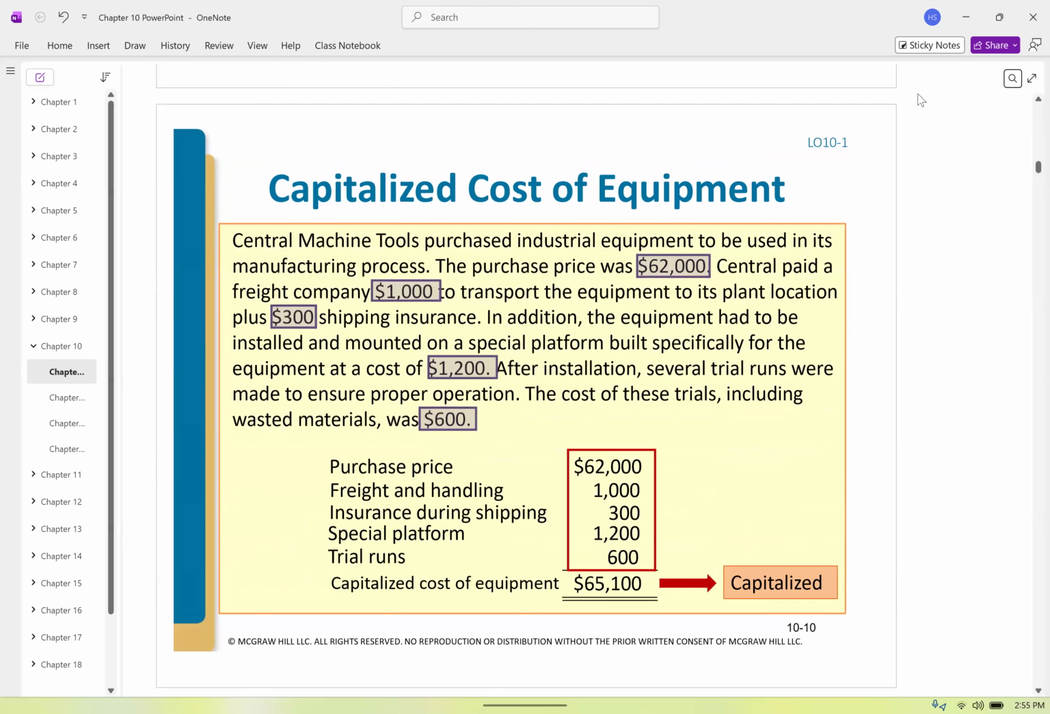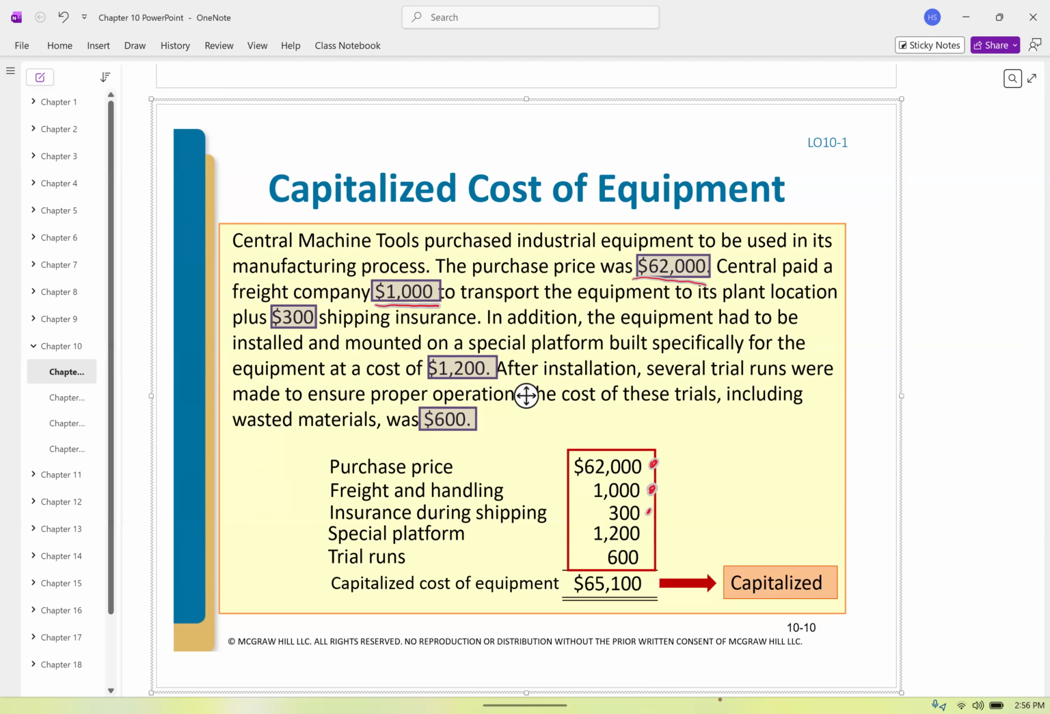This is Central Machine Tools purchased industrial equipment to be used in the manufacturing process. The purchase price was $62,000. Central paid another $1,000 to transport the equipment. They're wanting us to find what is the capitalized cost. So we know $62,000, which they've already got right there. We know the $1,000 freight and handling. And then $300 for shipping insurance. That was insurance while it was in transit.